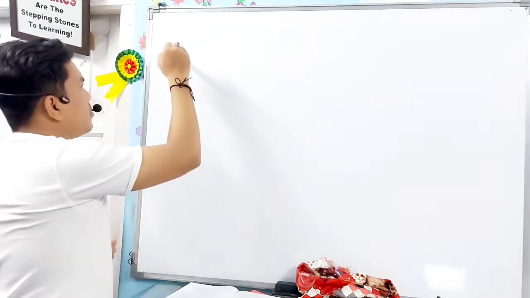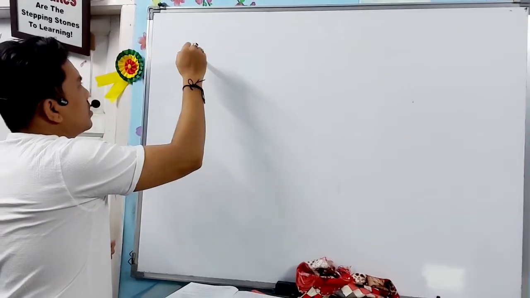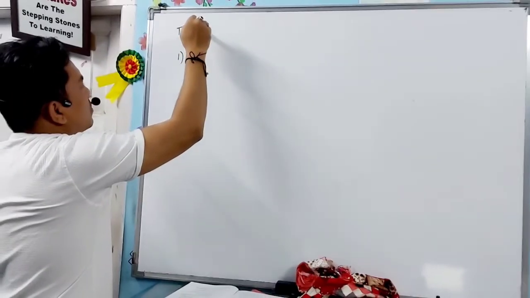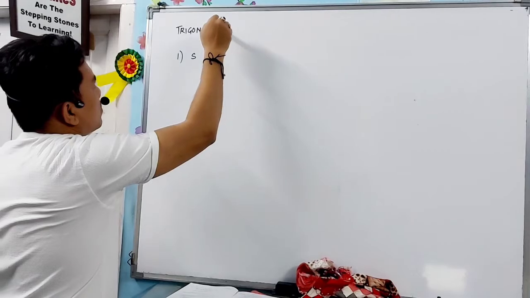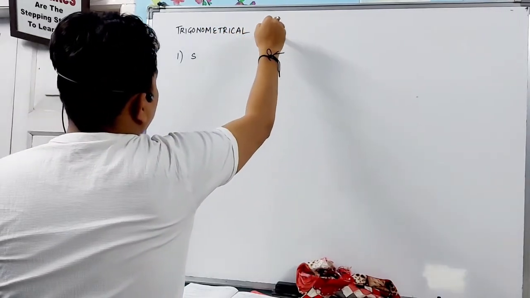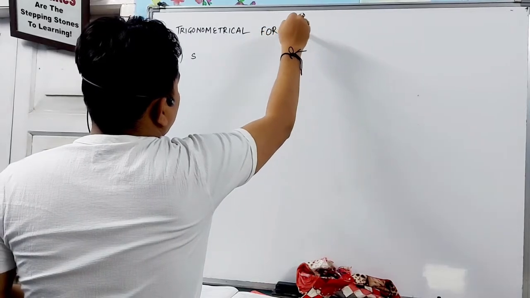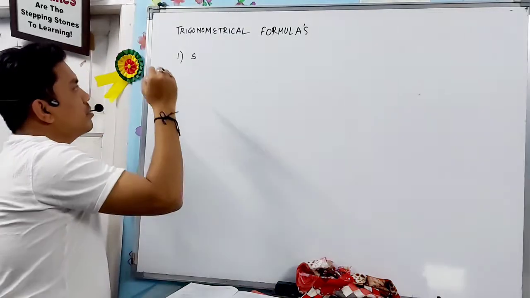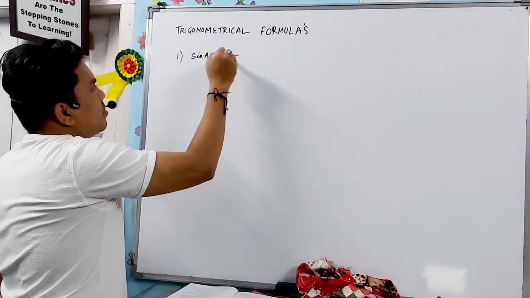So the first formula is sin A. Let me write down here. Formulas. You need to memorize all these formulas. If you memorize these formulas, then you will be able to solve each and every question. So sin A is equal to 1 by cosec A.